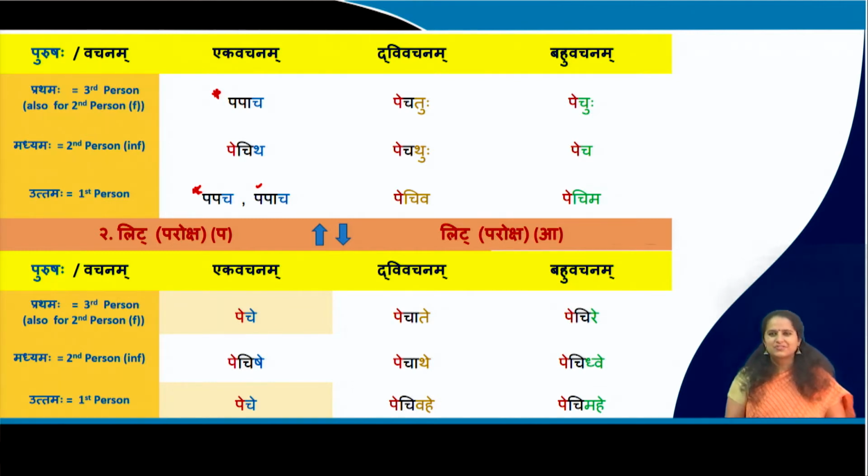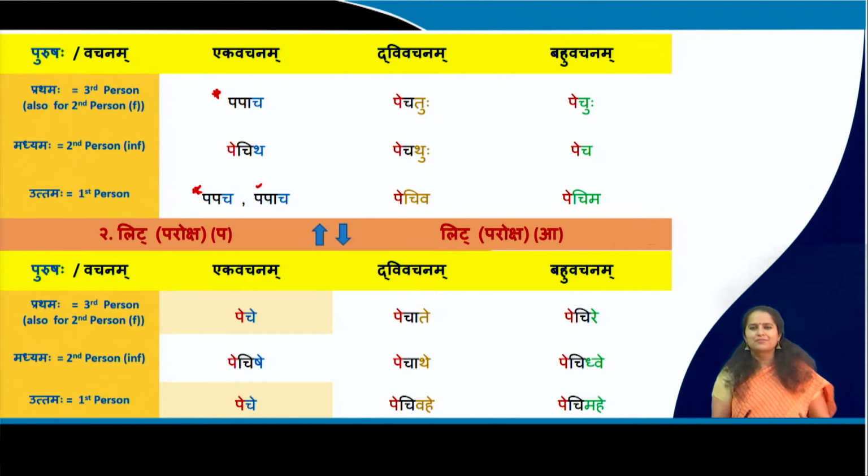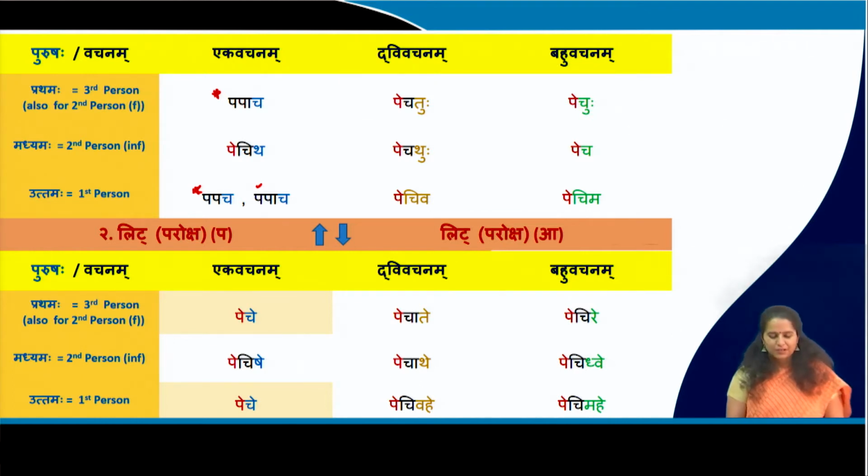So these are all very strange forms, a little strange simply because of the fact that we don't really use them so often in our languages. Astu. So please make sure that you're saying it along so that you have a little more familiarity and confidence with the application of this particular verb at least. So peche, pechate, pechire, pechishe, pechathe, pechidhve, peche, samanam as the prathama purusha, like you can see also with the parasmaipadi, pechivahe and pechimahe.